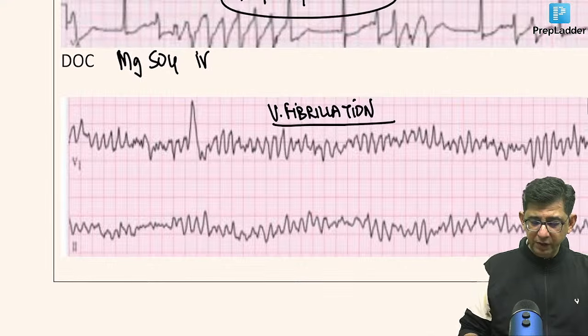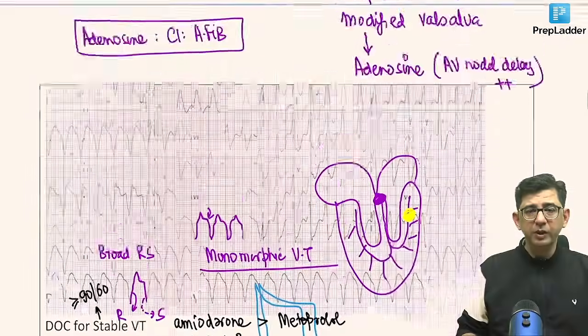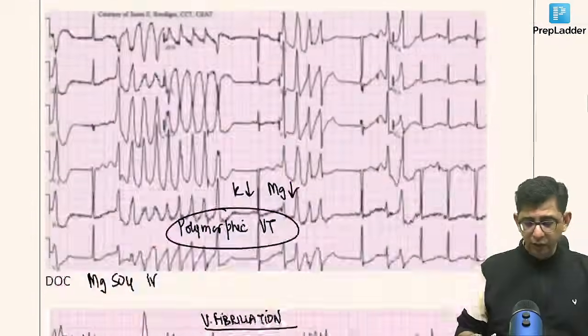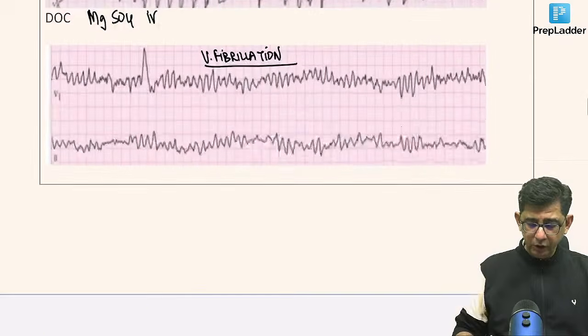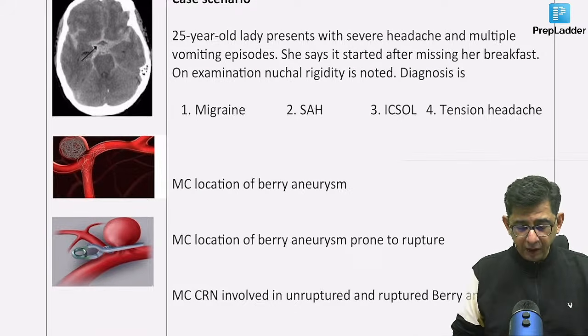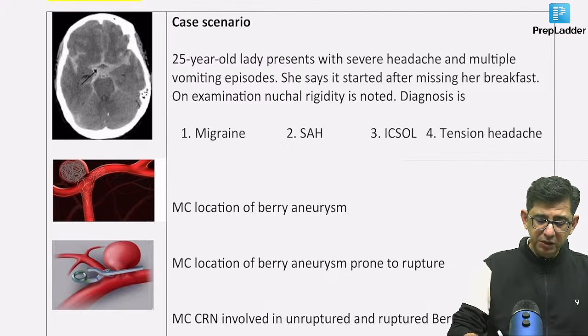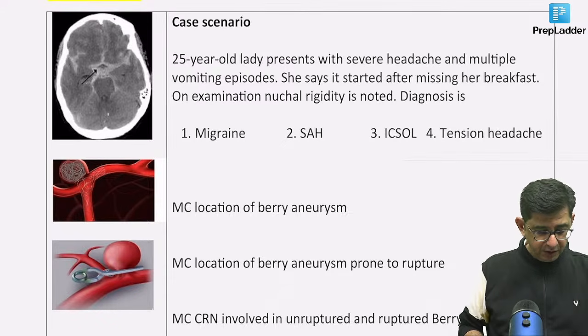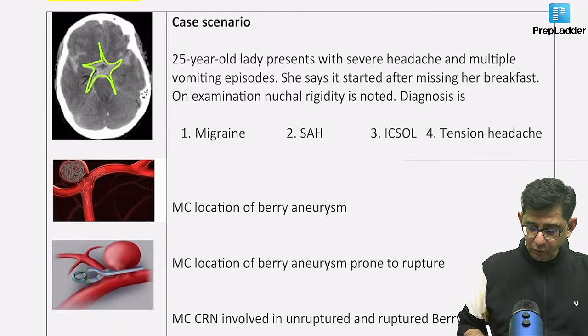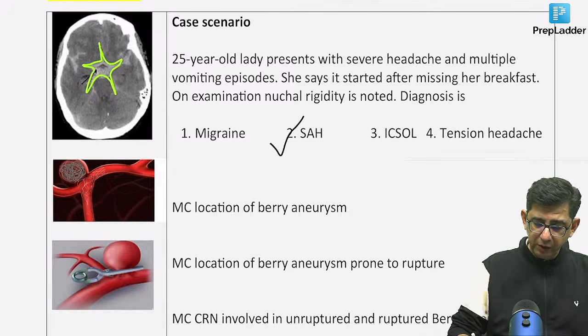And once we are sorted with these tachyarrhythmias, pretty straightforward ECGs that I have currently explained to you, what I'll do next is talk about some important CT scans which are relevant for the paper. So the first one that you can see here is showing that very classical star of death. And the moment you pick up that star of death in this particular case, you know that you're dealing with a case of subarachnoid hemorrhage.